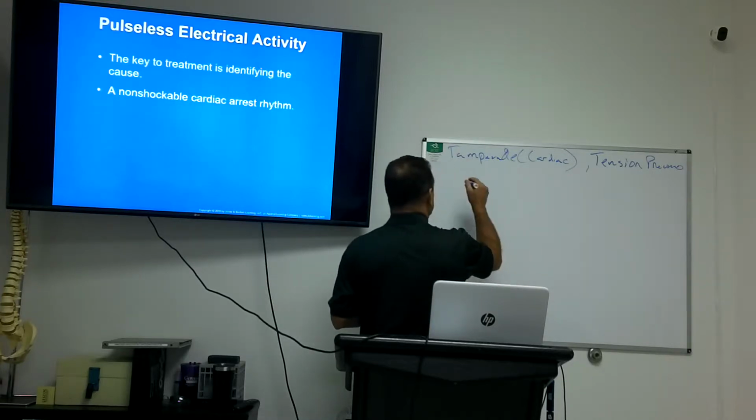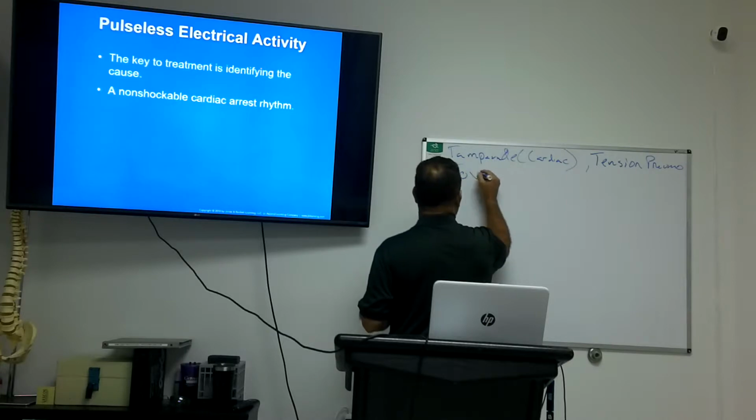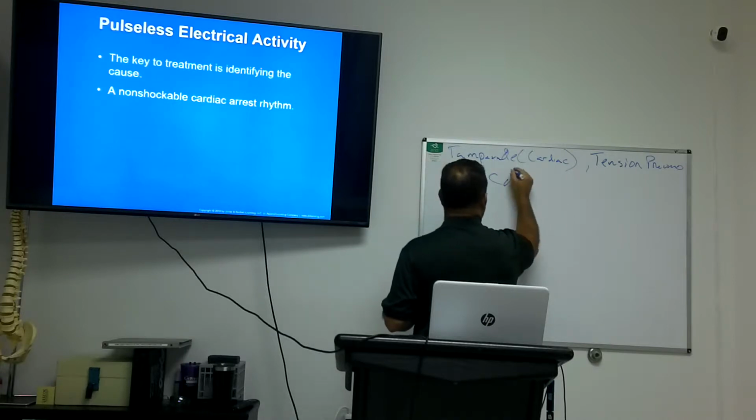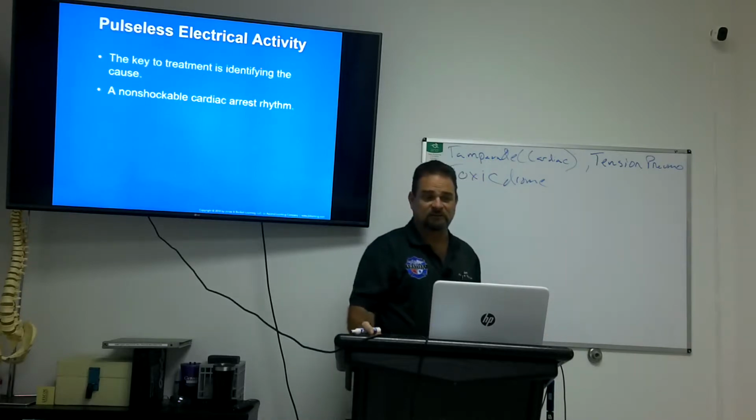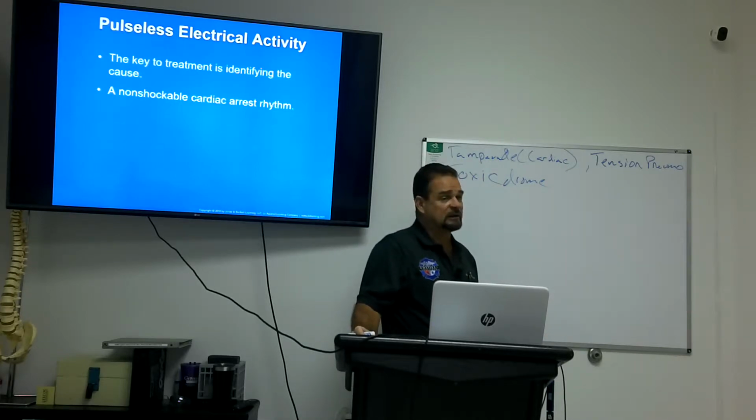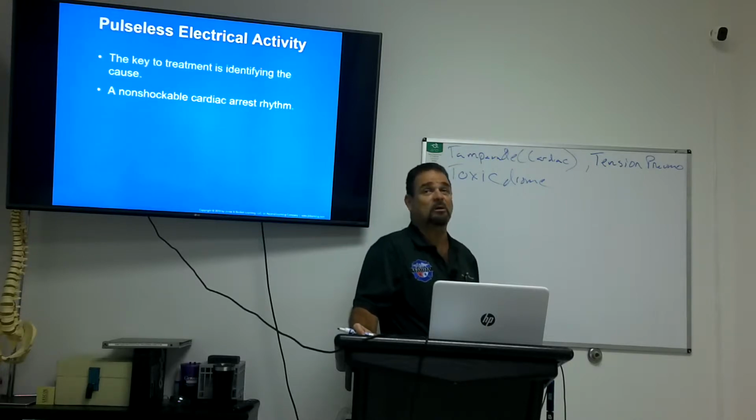Next one, toxic. Some kind of toxidrome. Something's in there. You've got an overdose of medication, you've got chemicals, something that's causing a toxidrome that's creating a situation where the patient cannot regain mechanical capture. They're in PEA or VFib or asystole. Either way, they're in cardiac arrest. We've got to resolve it.